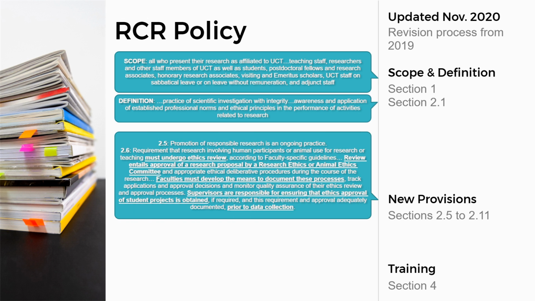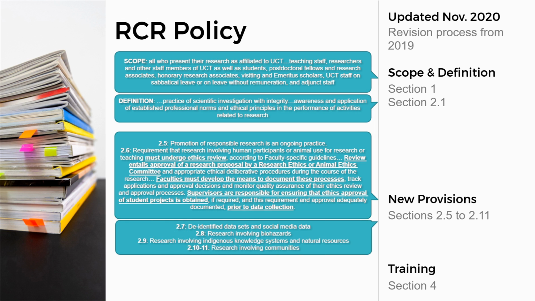Section 2.5 notes that promotion of responsible research is an ongoing practice, while Section 2.6 outlines the requirements for ethics review and approval of projects. The section notes that projects must undergo ethics review and further details that review entails approval of a research proposal by a research ethics committee. It also notes that supervisors are responsible for ensuring that ethics approval of students' projects is obtained prior to data collection. Section 2.7 outlines de-identified datasets and social media data.